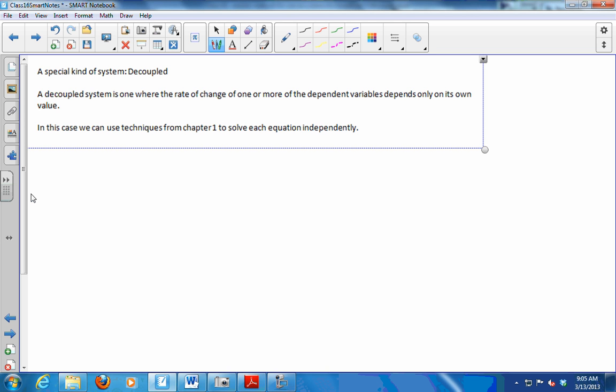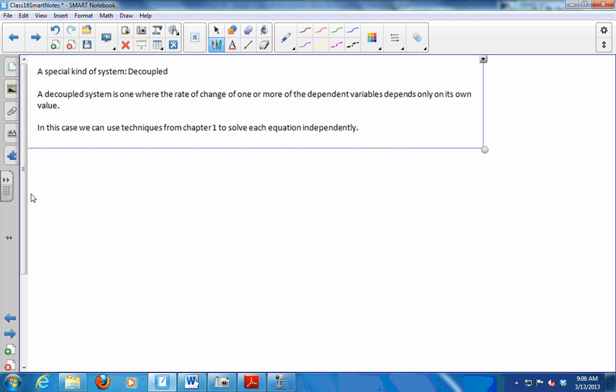A decoupled system is one where the rate of change of one or more of the dependent variables depends only on its own value. So dy/dt will only have y's on the right-hand side, and dx/dt would only have x's on the right-hand side. If this is the case, then we can just use techniques from chapter 1.